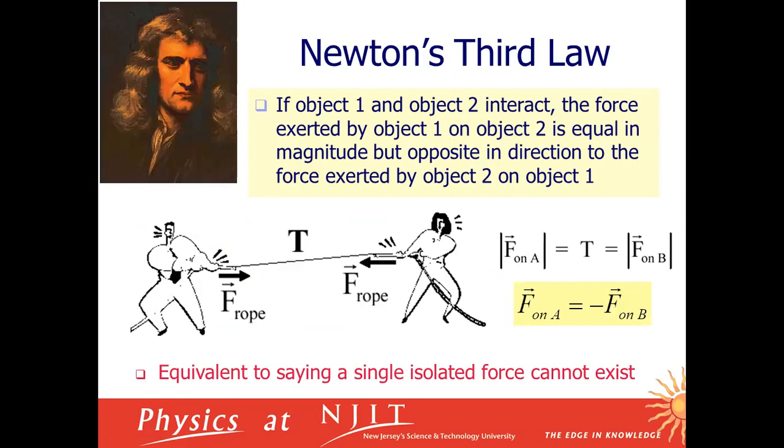Newton's third law: if object 1 and object 2 interact, the force exerted by object 1 on object 2 is equal in magnitude but opposite in direction to the force exerted by object 2 on object 1. Force on A is equal to the tension on force on B. But remember this part, you're going to consider the absolute values of the forces. If we're going to further simplify Newton's third law, remember, your force on A is equal to negative force on B. This is equivalent to saying a single isolated force cannot exist.